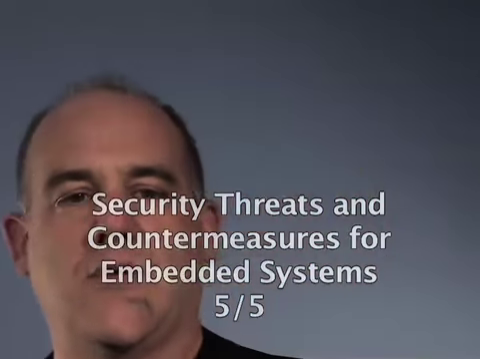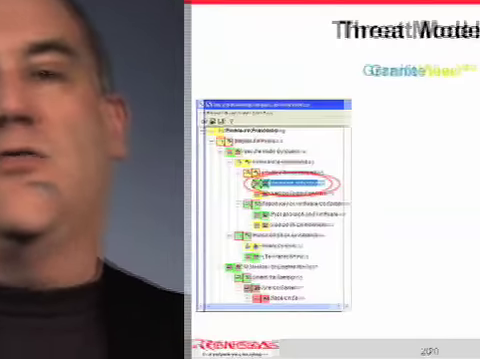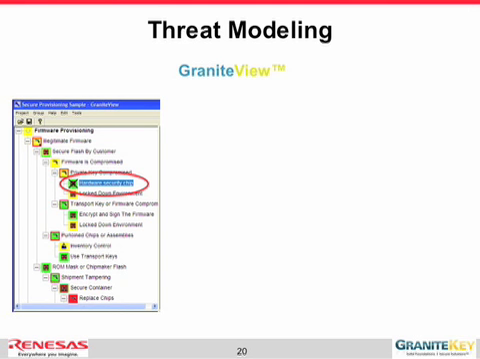So what we do at Granite Key is we have a tool called Granite View, and one of the things that we do is threat modeling. I'm not going to get into a lot of detail here, but if you see, one of the technologies has an X in it, meaning that we're not going to deploy, for example, a hardware security chip.